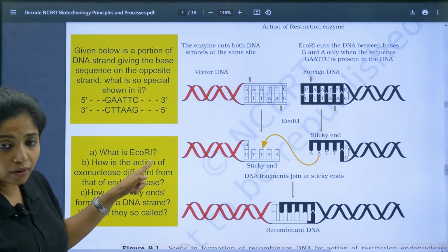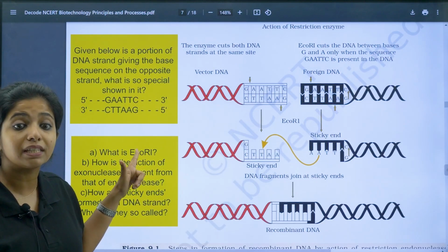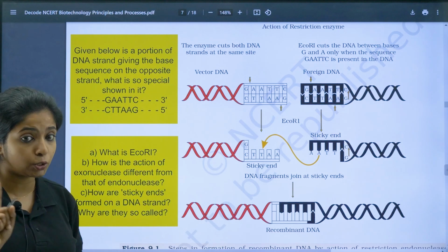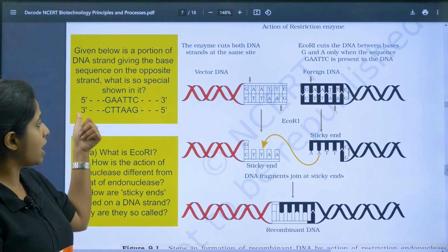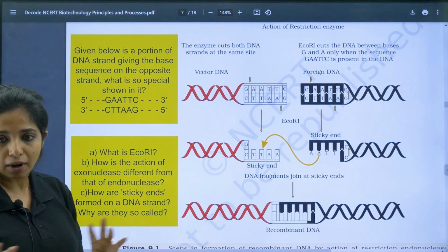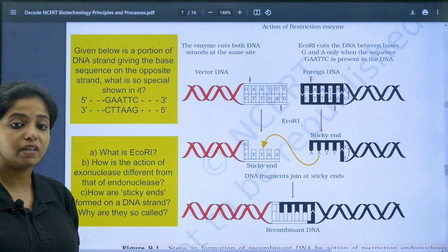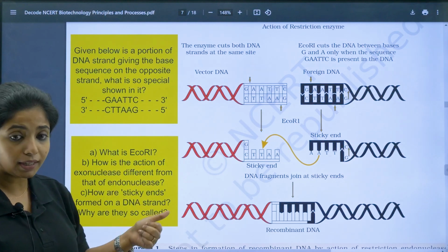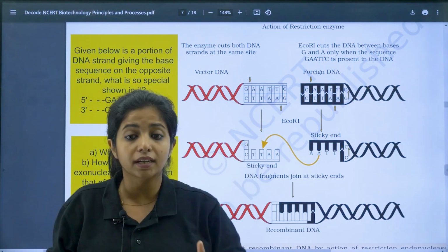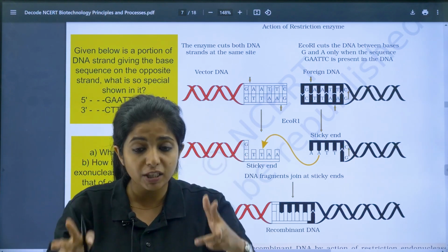Now what is EcoRI? EcoRI is a restriction endonuclease, not an exonuclease. What is the sequence? You have to talk about that. 5'-GAATTC-3'. That's how you write it. It's an endonuclease which cuts the DNA. Now, how is the action of exonuclease different from that of endonuclease? Exonuclease cuts at the end of the DNA, endonuclease cuts at specific sites within the DNA.